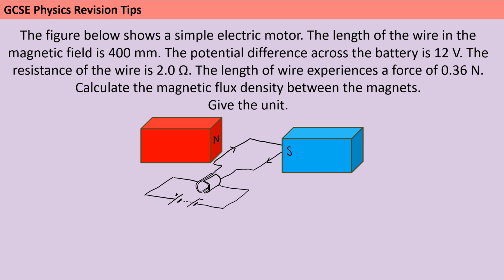This calculation comes from section 7.2 on the motor effect, but specifically from section 7.2.2 on Fleming's left-hand rule, and that means it's a higher tier only question. So if you're doing foundation tier, this one is not for you. What makes the calculation even trickier is that to answer it, you're going to need to stack together 2 different equations from the equation sheet.